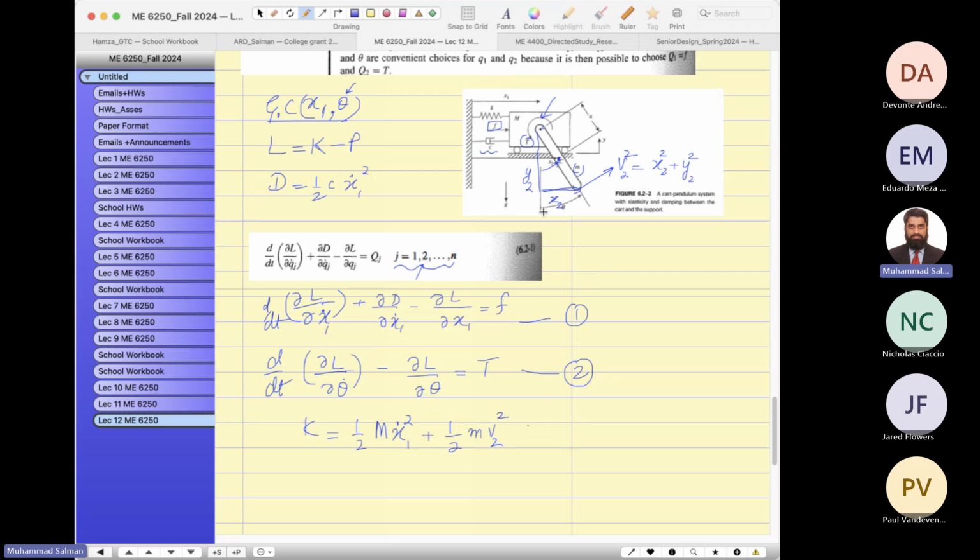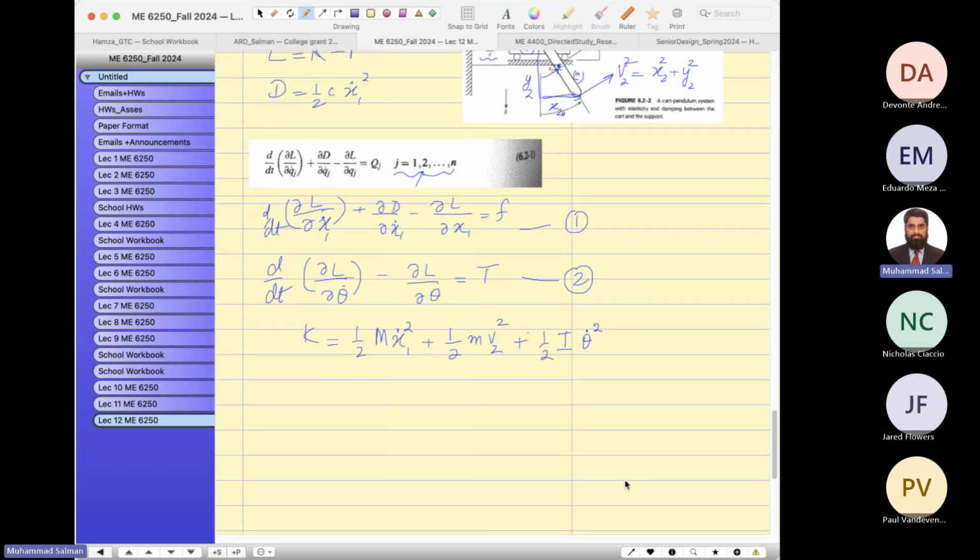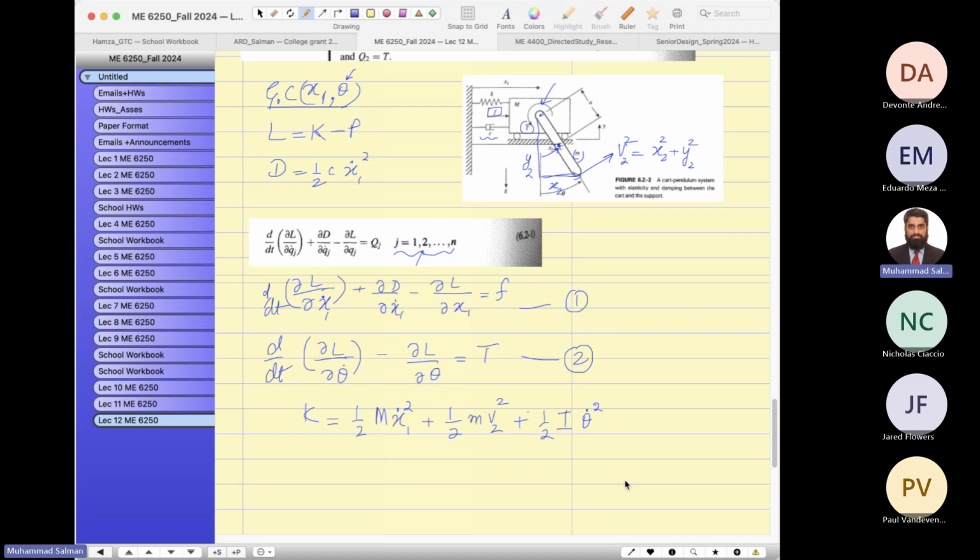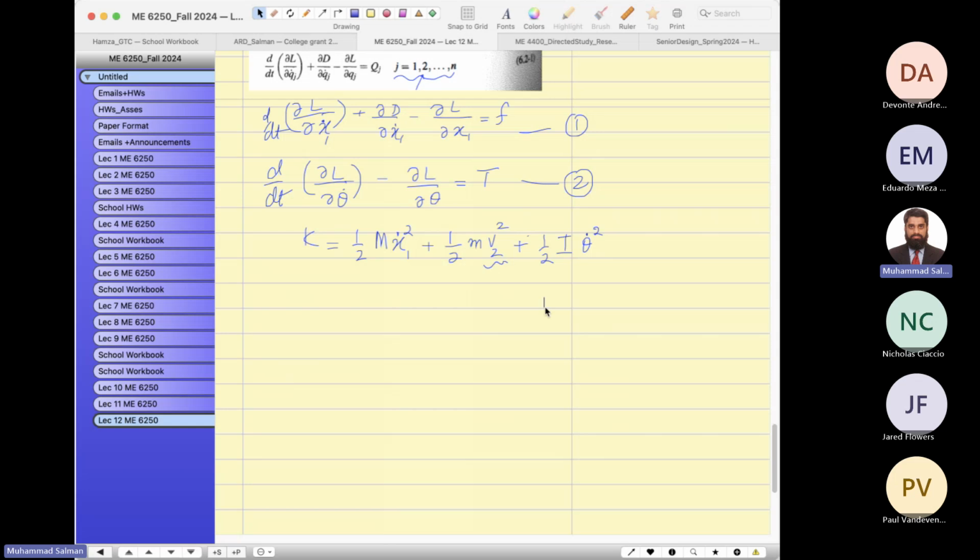And what is the other kinetic energy, due to the rotation of this pendulum? Half times mass moment of inertia times theta dot square. This is the complete kinetic energy of the two masses here. I was talking about this v2. We want to replace it in terms of x1 and theta because we are dealing with x1. So can you replace this v2 in terms of generalized coordinates? That's our objective. So let me grab this one and write it down here.